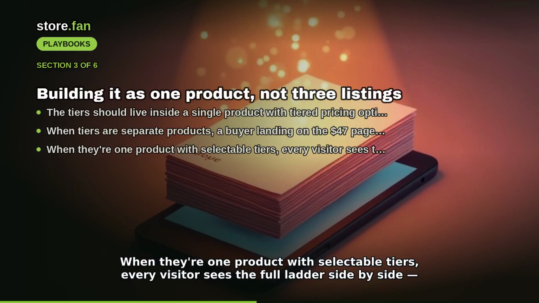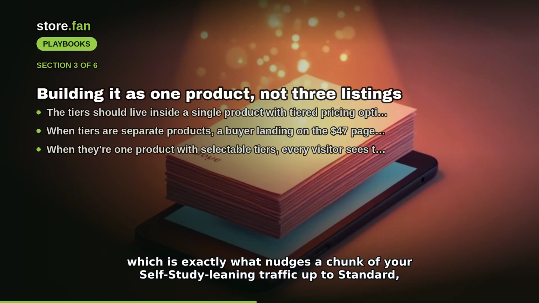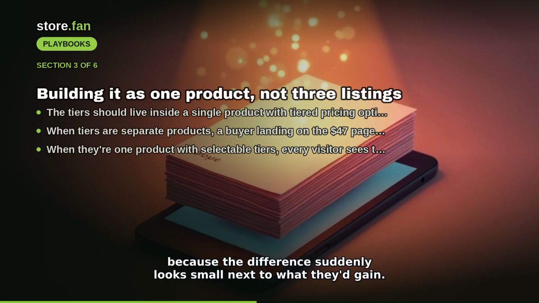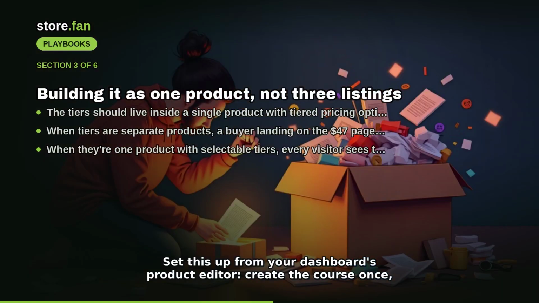When they're one product with selectable tiers, every visitor sees the full ladder side by side, which is exactly what nudges a chunk of your self-study leaning traffic up to standard, because the difference suddenly looks small next to what they'd gain. Set this up from your dashboard's product editor.